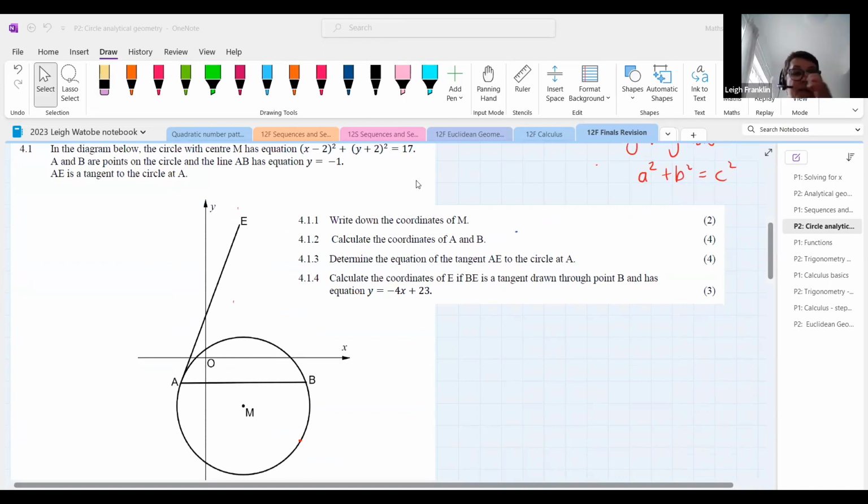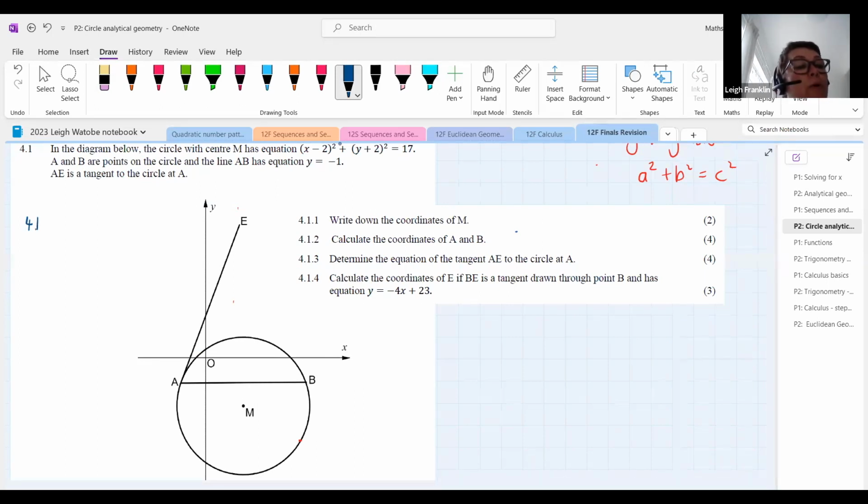The first thing that they want us to do in question 4.1.1 is write down the coordinates of M. So I'm going to stick 4.1.1 over here just so that it's out of the way, and if we need to do more working, I've got the space available over there. So the coordinates of M, can anybody tell me what they would be, please? Remember, M is the center of the circle. So what are the coordinates of M?